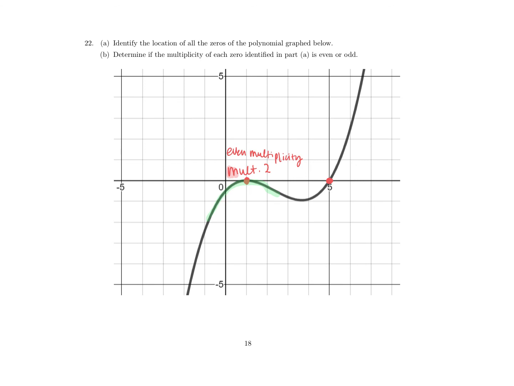Or the zero at 5, this goes directly through the x-axis. So this was an indication of multiplicity 1, and so 1 is odd. So you would say odd multiplicity. And that's all you have to do on that one.